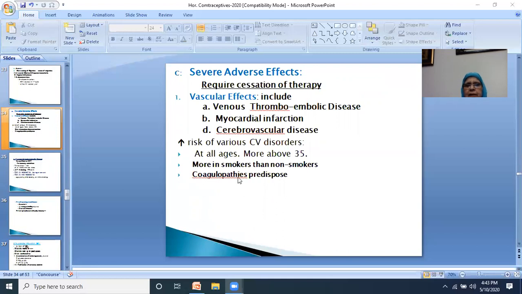Severe adverse effects require cessation of therapy. Vascular adverse effects include venous thromboembolic disease, myocardial infarction, then cerebrovascular disease. There is increased risk of various cardiovascular disorders at all ages, but more above 35, more in smokers than non-smokers, and if there are coagulopathies, that predisposes to severe adverse effects.